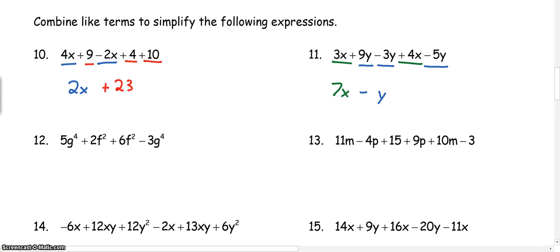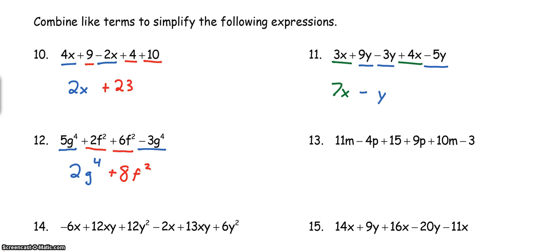Number 12, when I look at this, I have a 5g to the 4th and a minus 3g to the 4th. They're like terms because they're the same variable and they both have an exponent of 4. So 5 minus 3 gets me 2g to the 4th. Notice, when I combine these, my exponents do not change. Only the leading coefficient that's in front of the variable changes. I also have like terms 2f squared plus 6f squared, which would get me 8f squared.